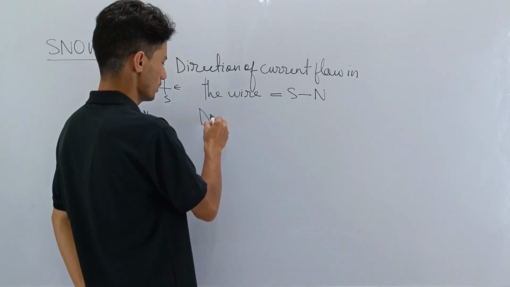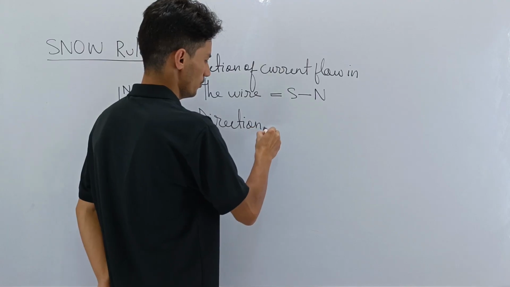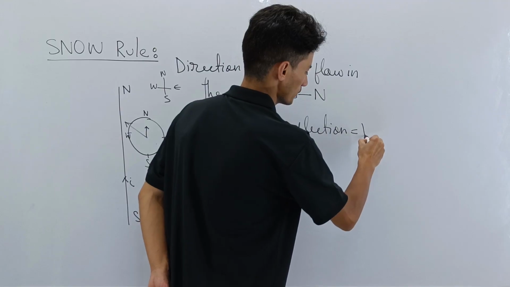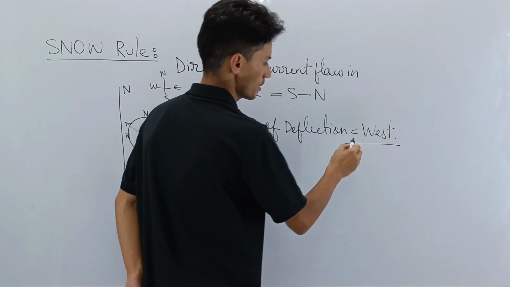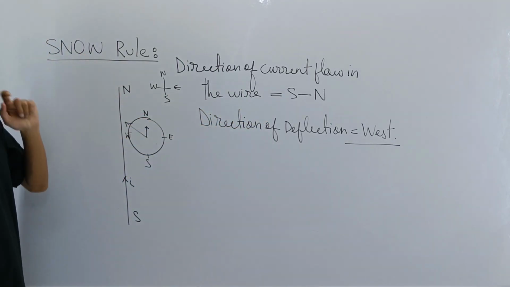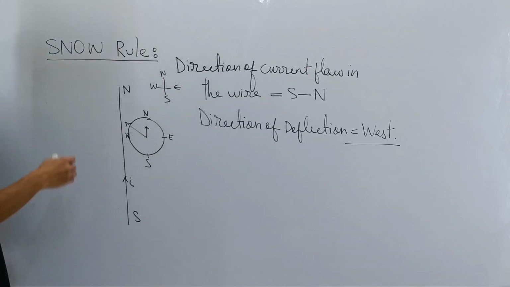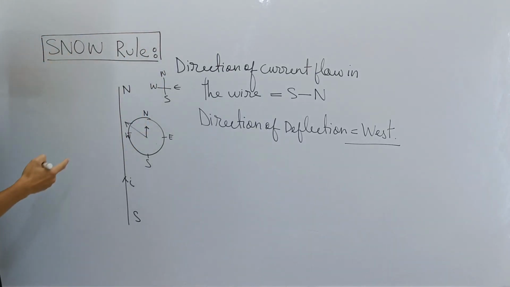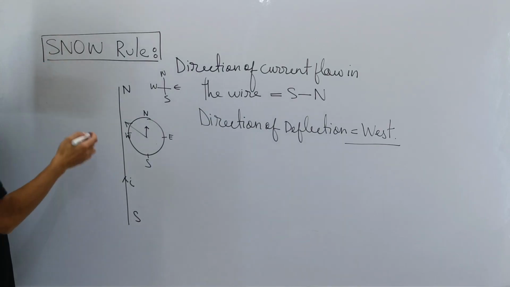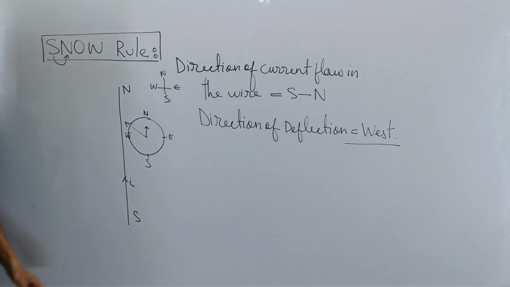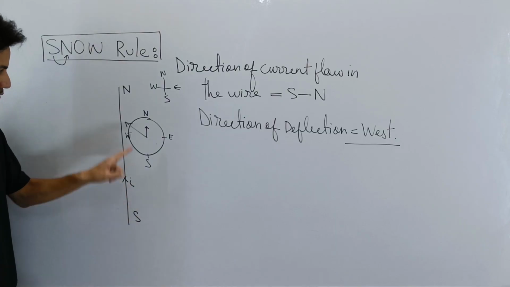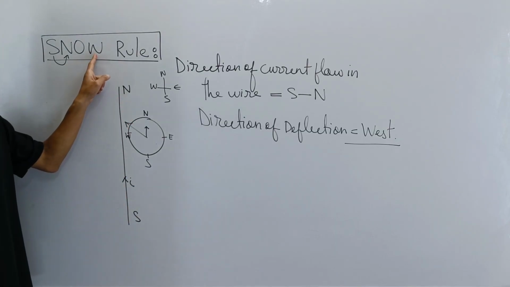So the direction of deflection is west. This I know because I understood the SNOW rule. So what is this SNOW rule? Let me dissect it for you. The SNOW rule states that if the direction of flow of current is from south to north, then the deflection will take place in the west.